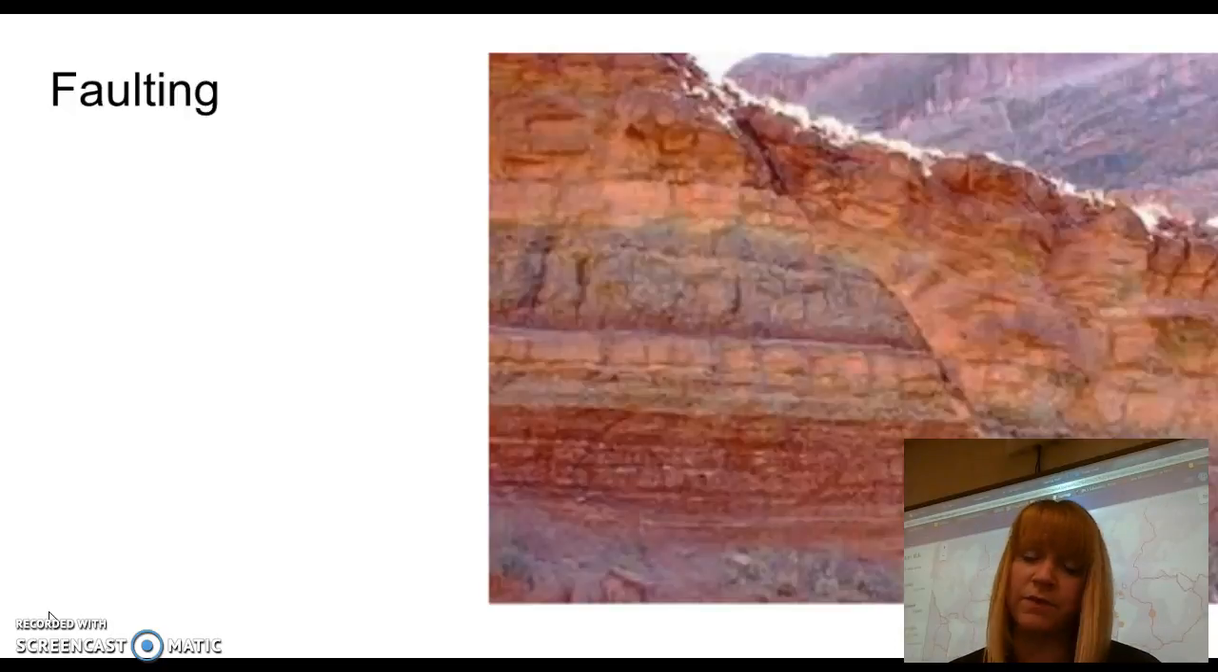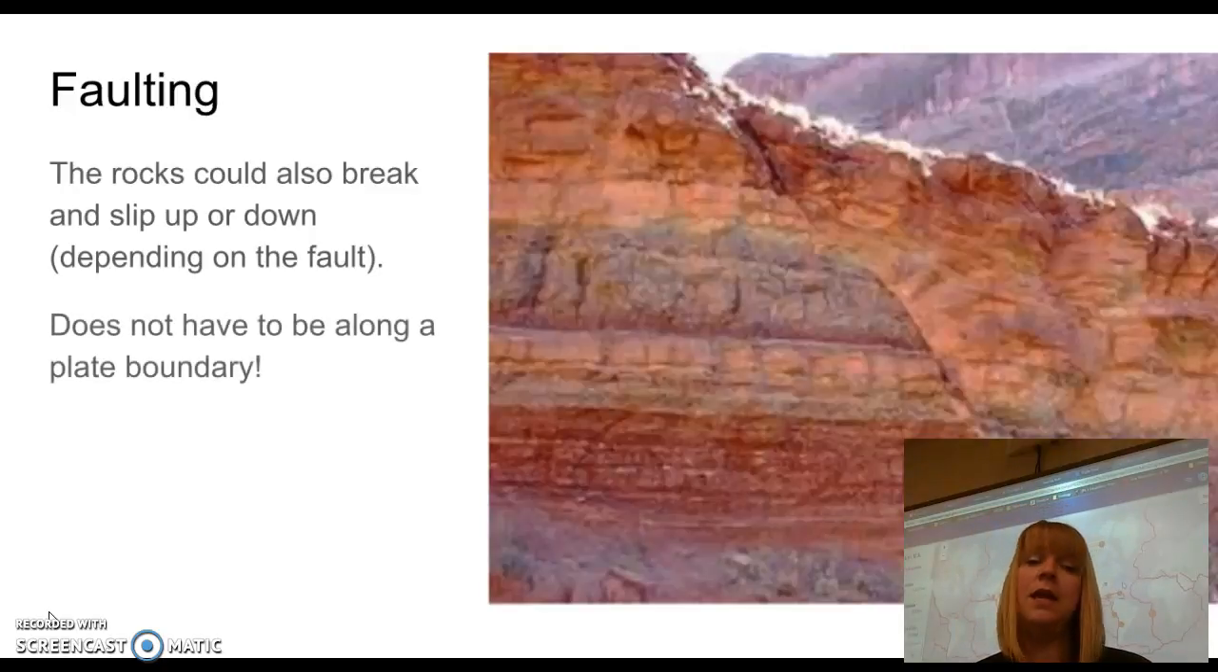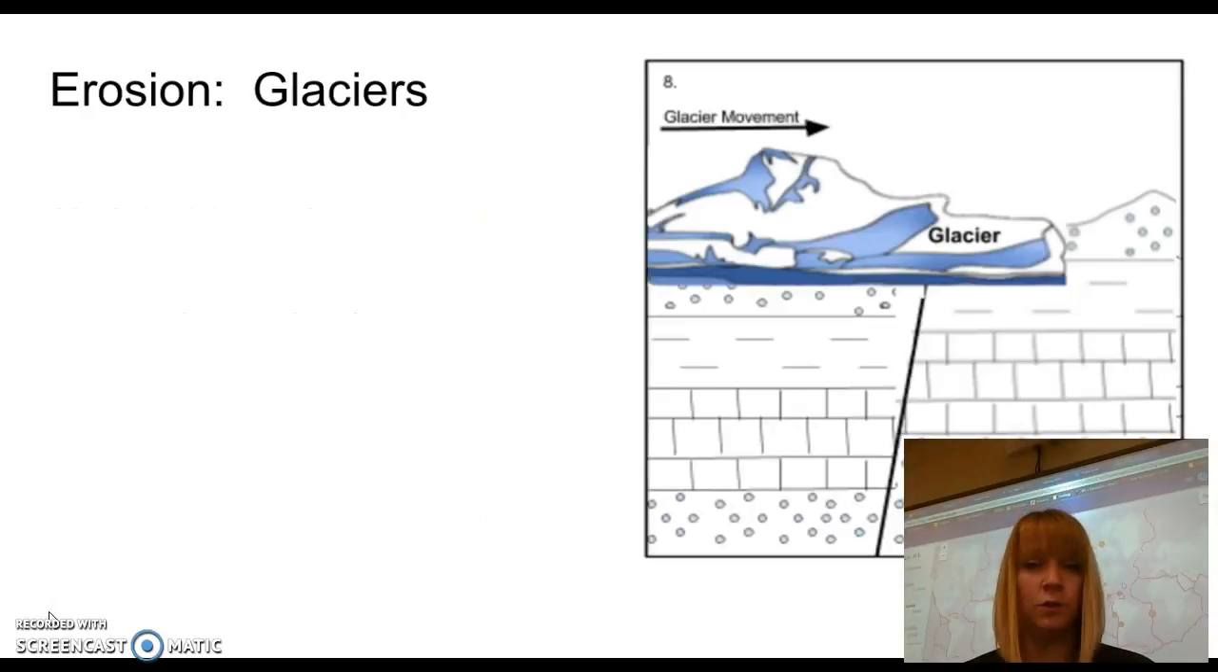So it depends on the type of fault that you have. Some of the rock may be pushed up, may be pushed down. It depends on the fault itself. And this, again, does not have to be on a plate boundary. It can happen in weak spots in the crust, too.